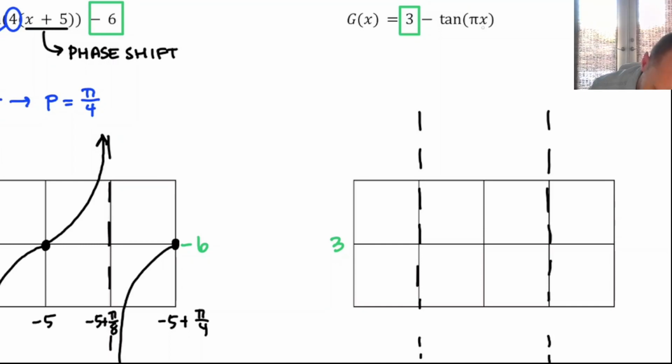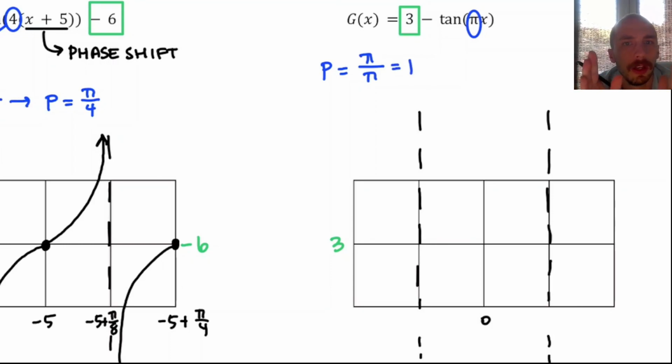Okay, no phase shift, so I'm going to start in the middle at x equals 0. Need to do a little bit of work to figure out what the period is going to be. Period equals pi divided by b, which is now pi, so that's going to be 1. So the entire width of the interval between the dotted lines is going to be 1, meaning that each square is 0.5. That makes a lot of sense. If I plug in 0.5 into a tangent of pi x, I will be taking the tangent of pi over 2, which is what caused us to have a vertical asymptote in the first place. So I have -1 here and +1 there.